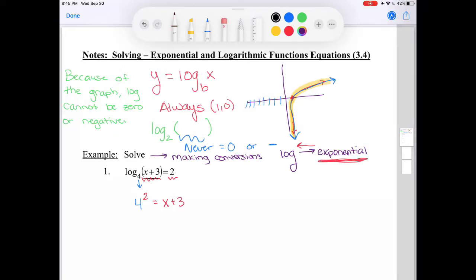Now with my log completely gone, I'm working with an exponential equation, and I can continue to solve like I normally would any algebraic equation. 4 squared gives me 16.